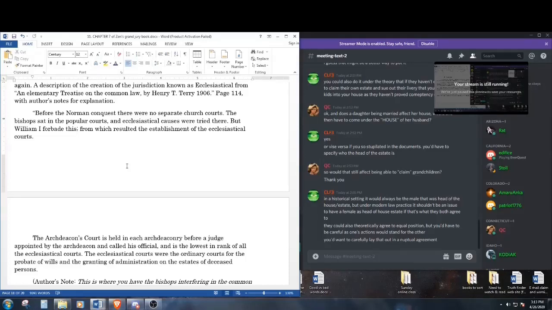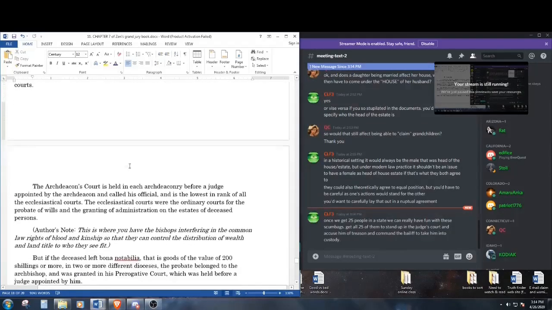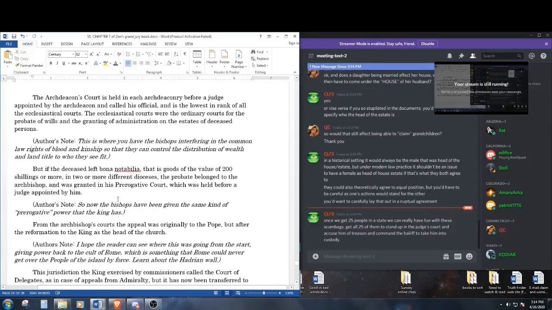El is in Saturn, which is another name for Saturn. El, God El. And El is the god of banking and lies. Surprise, surprise, right? The SS, the Nazis, they were one of the biggest and still strongest Saturnalian brotherhoods that exists on the planet as far as secret society is concerned. That's why you have a black robe priest of El sitting on the bench to run all this stuff through probate, because you're not coming forward and claiming your estate and getting it out of there. So this is where you have bishops interfering with the common law of rights of blood and kinship so that they control the distribution of wealth and land and title to who they see fit.